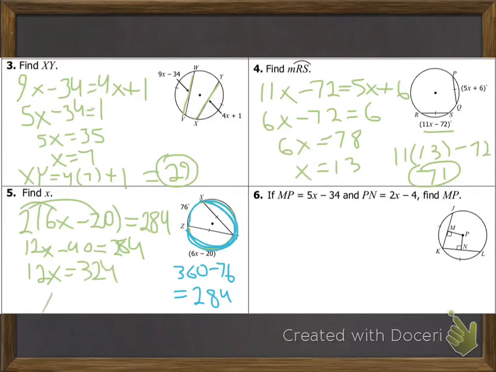Divide by 12, x is equal to 27. And we just had to find x, so we're done. Number 6. Since the picture is a little small, they just wrote it in for us.